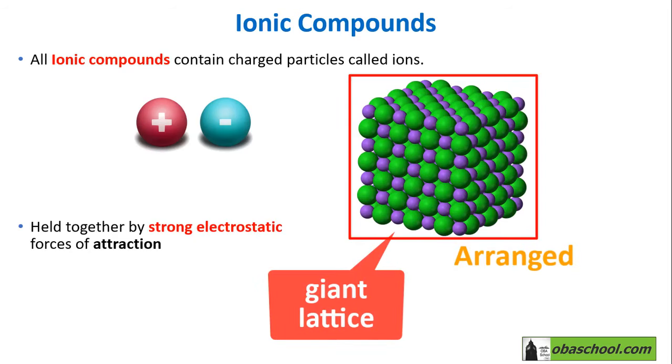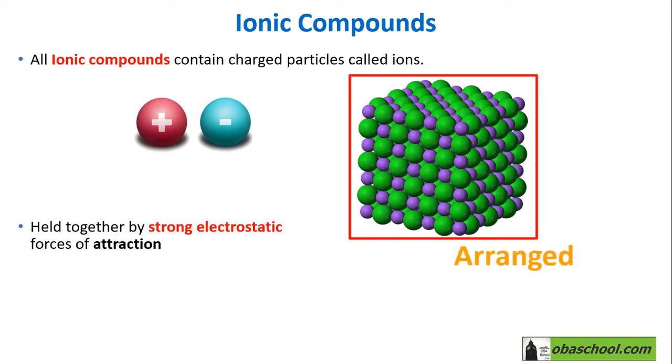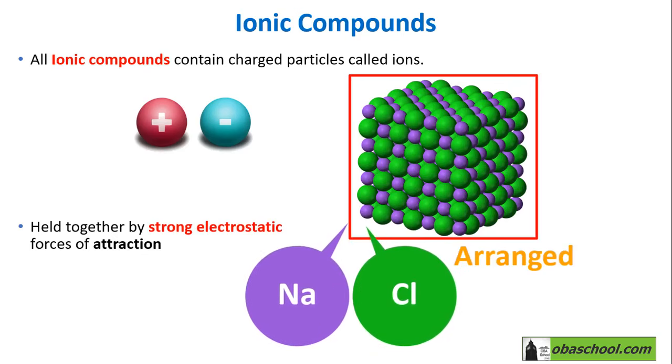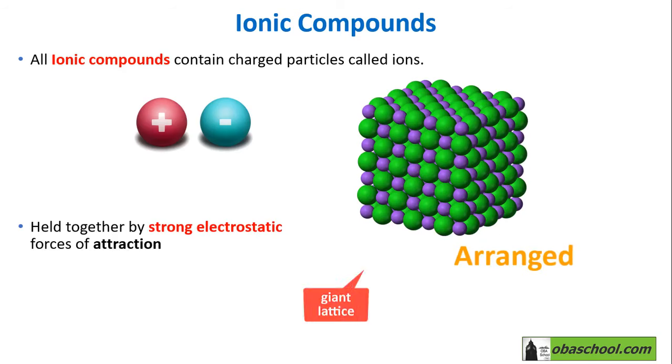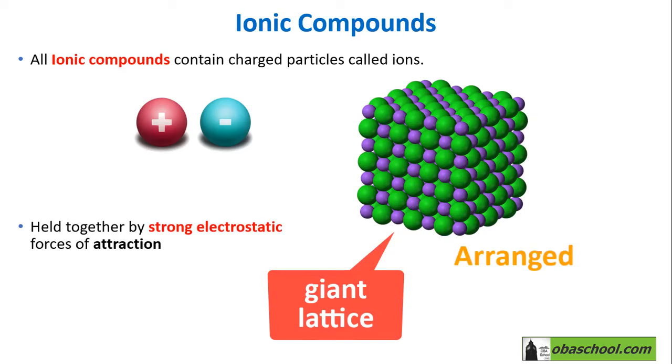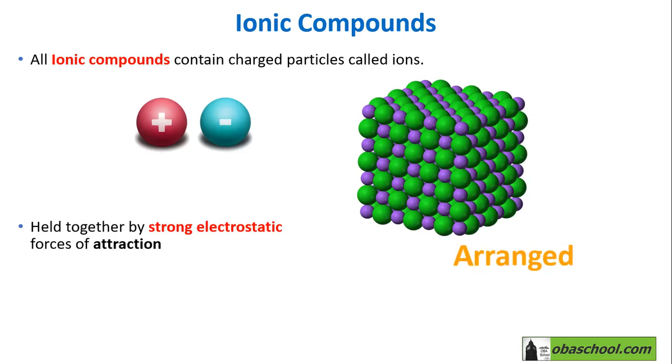As you can see here in this figure, we have ions of Na and Cl. Those in purple are the Na+ ions, and those in green are the Cl- ions. They are packed and arranged together repeatedly, forming the giant structure or lattice. This has a regular pattern, and so ionic compounds form crystals.